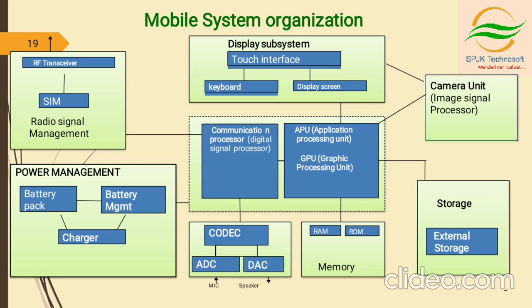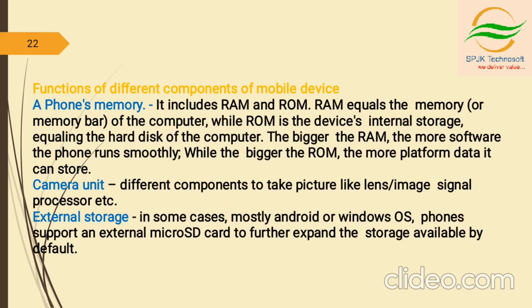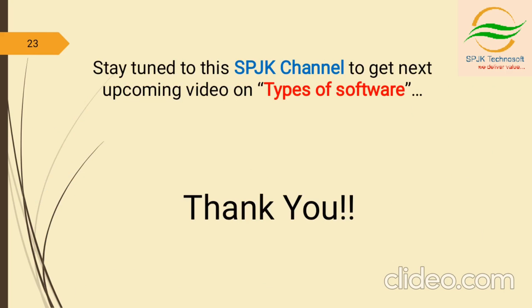And coming to the storage, external storage. In some cases, mostly Android or Windows operating system phones support an external micro SD card to further expand the storage available by default. From 1 GB to 1 TB memory cards or micro SD cards we can use in Android phones, based on the model of the mobile. Okay. These all are functions of the components of a mobile device, whatever I have explained before.